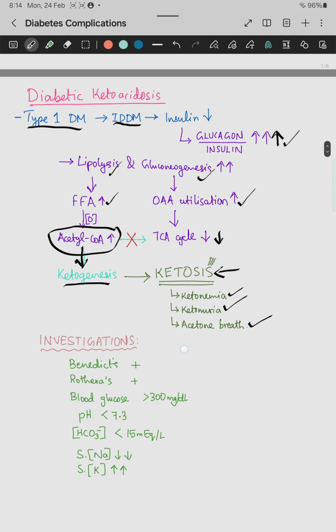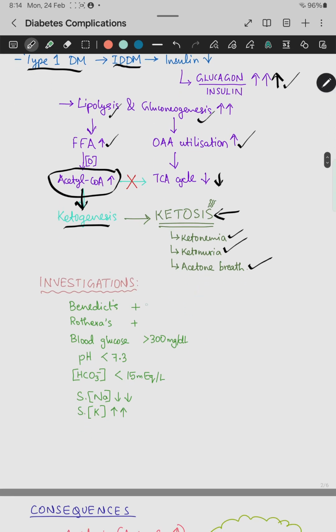So that's about diabetic ketoacidosis, and the investigations are positive Benedict's test, positive Rothera's test, blood glucose very high, greater than 300 milligram per deciliter, and pH less than 7.3 because it's acidosis.